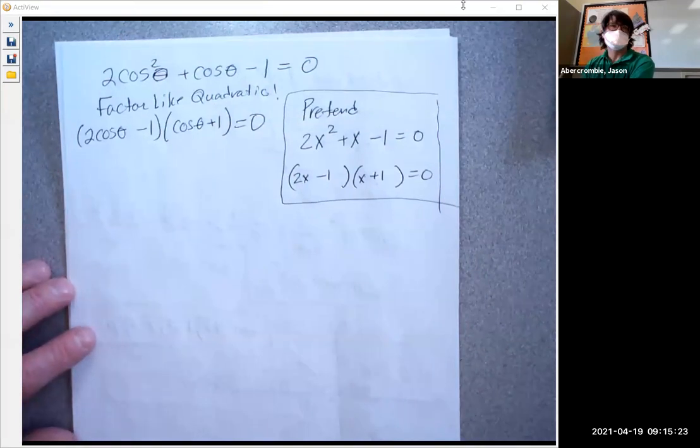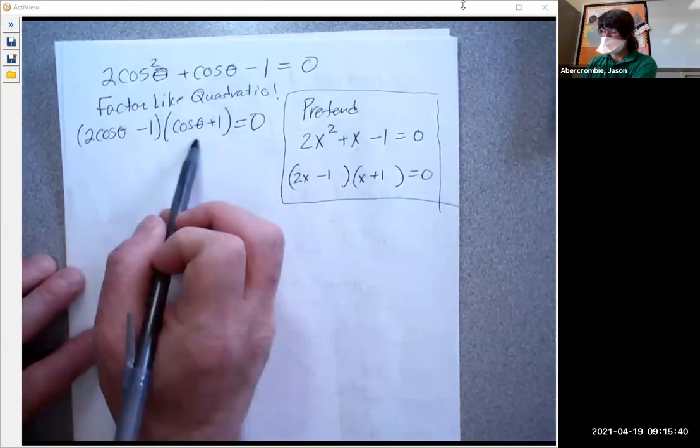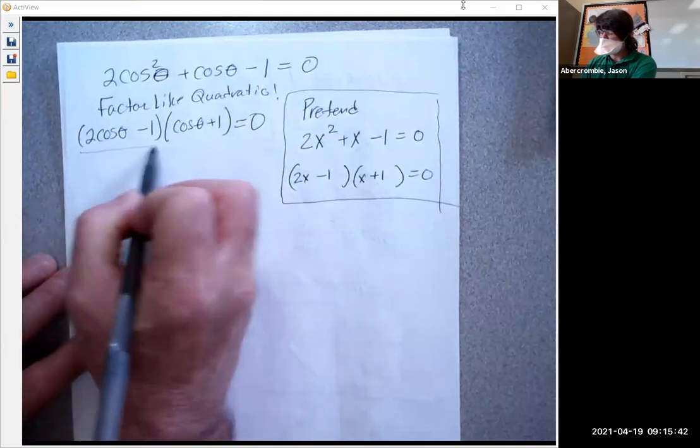That's something that if I didn't tell you, if you're looking at this for the first time, you probably never figure it out. And that's fine. That's normal. This is kind of pulling something out of the toolbox you haven't thought about in a while. But anyway, once you see that you can factor this like a quadratic, now it's time to solve it.